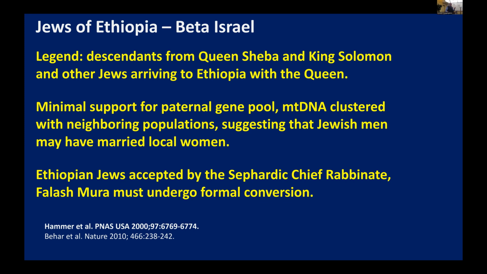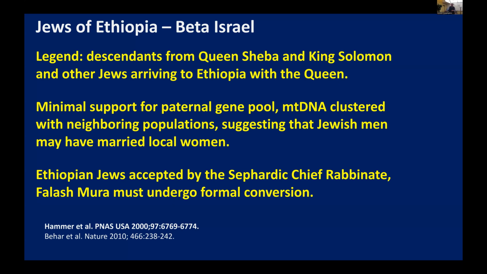There's minimal support for paternal lineage. The Y chromosome is almost not identical in all these people with the Jewish population. But maternal DNA, remember we have maternal DNA, paternal, and all together, suggests clustering with neighborhood population and some relationship with those Jews who came in, suggesting that Jewish men may have married local women. The most likely explanation for the large population of Ethiopian Jews is that some men came there and married.